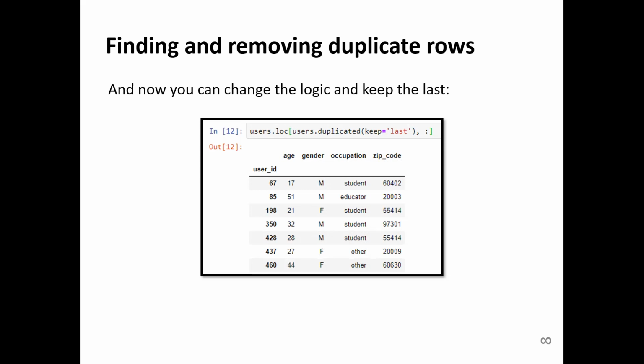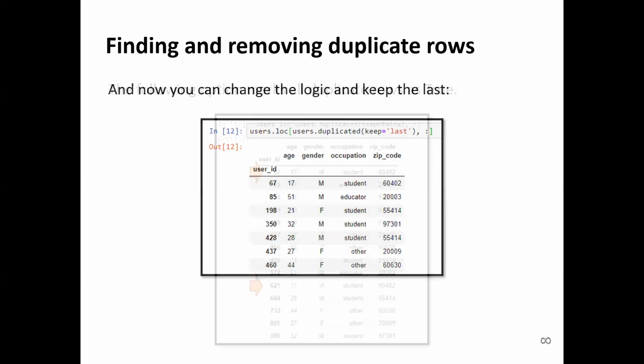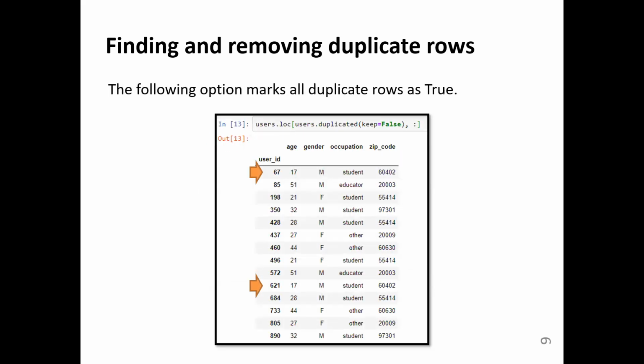Look at this one. What if I say keep equal to false? Means that I don't want any duplicate. Okay, so please try all: keep first, keep last, keep equal to false. And whenever you are done, please explain it to your neighbors.